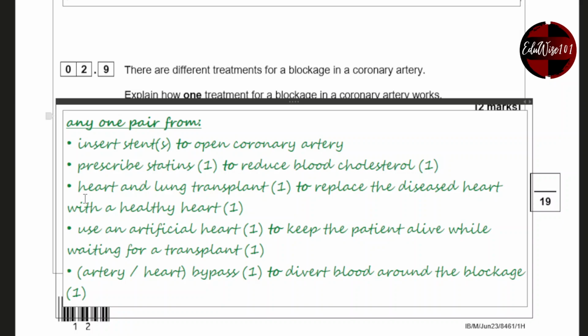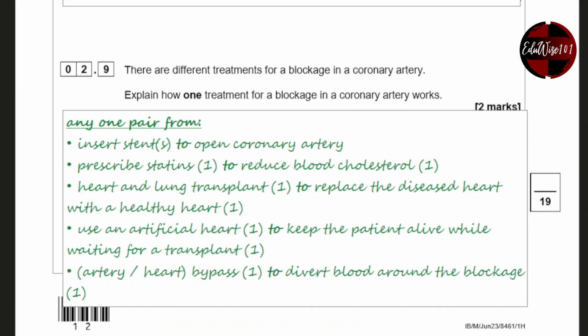You could, in worst cases, do a heart and lung transplant. Why? To replace a diseased heart with a healthy heart. Use an artificial heart to keep the patient alive while waiting for a transplant. Or you could have an artery or heart bypass to divert blood around the blockage. That brings us to the end of question number 2, and I will see you in question number 3.